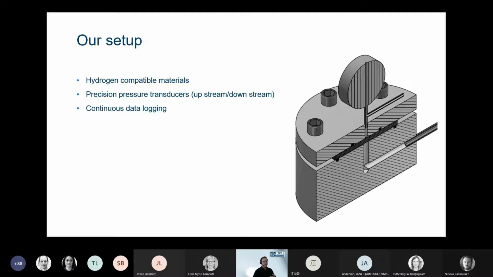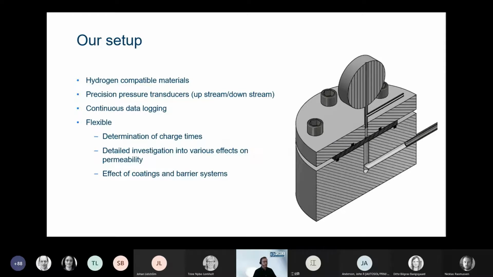So we have this where we've taken into consideration the different requirements for materials and test durations. We also made sure that we had continuous data logging on both the inlet and outlet sides, simply to have all the data we need to see if there are inconsistencies, and to document what is happening and the conditions we're testing.